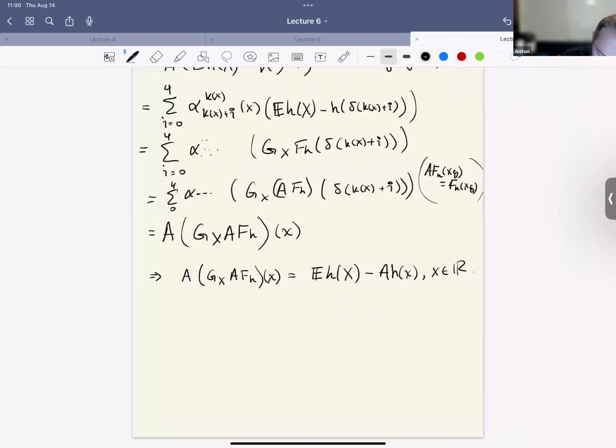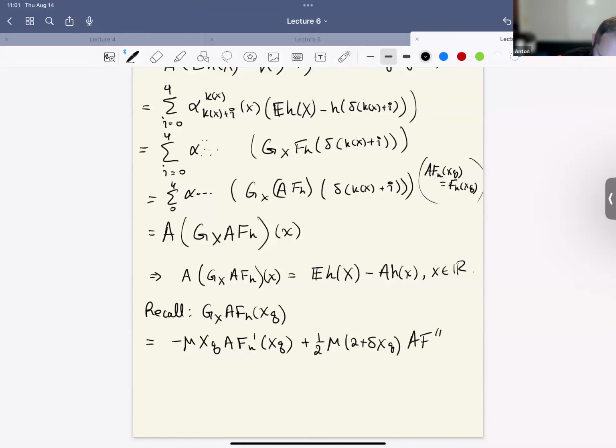Okay. Now I want to remind you, and this we did a couple of lectures ago, recall g applied to any differentiable function at the grid points equals negative. This is our Taylor expansion. This takes you back, but you can say, where do I see this in the notes? This is when we were doing the Taylor expansion on the Markov chain generator, which was lecture 3, I believe.